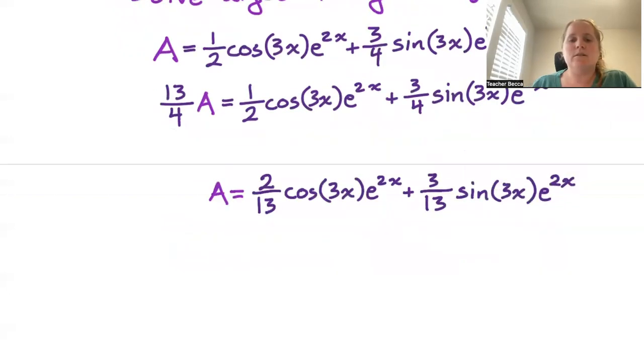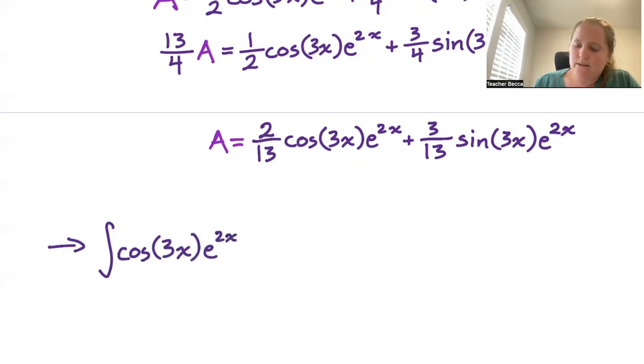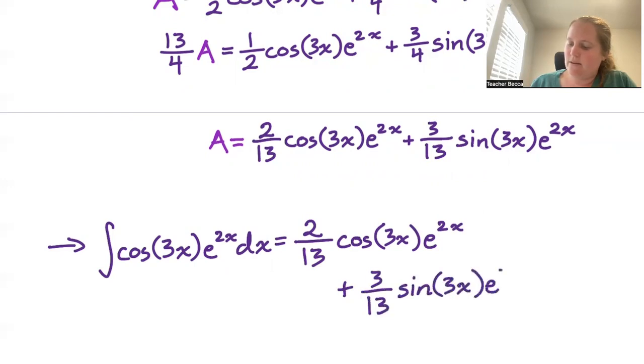But A was our integral, and so we get that the integral of cosine of 3x e to the 2x dx is simply 2/13 cosine of 3x e to the 2x plus 3/13 sine of 3x e to the 2x. And then of course we have plus c.